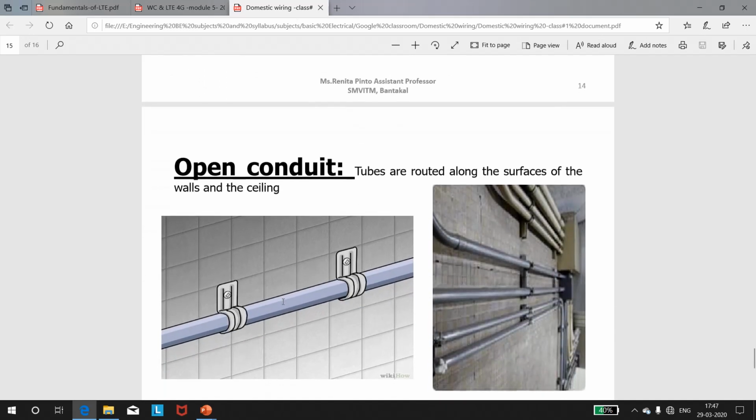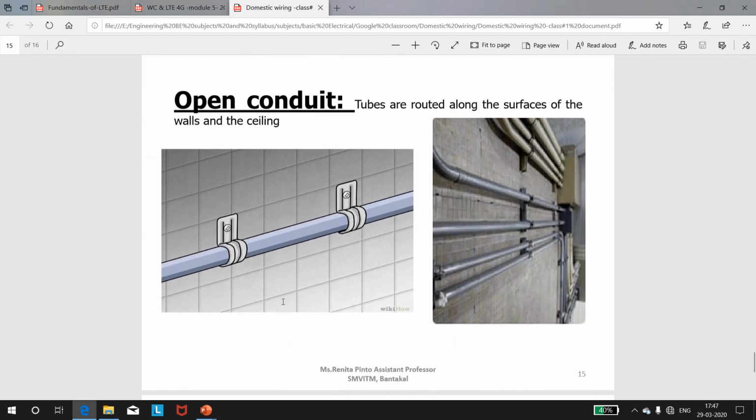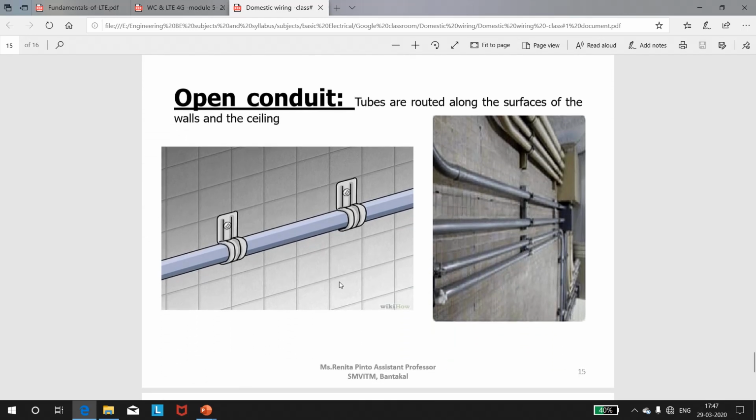First let us see what open conduit is. Here you can see an open conduit figure. The insulated conductors are taken inside this conduit and then these conduits are fixed to the outside or the plastering of the walls. You can see clearly that these conduits are visible. So when it comes to appearance, it doesn't look that good. This is the open conduit system, where the conduits are directly fixed on the outside of the walls.